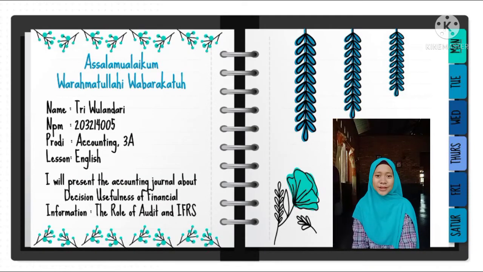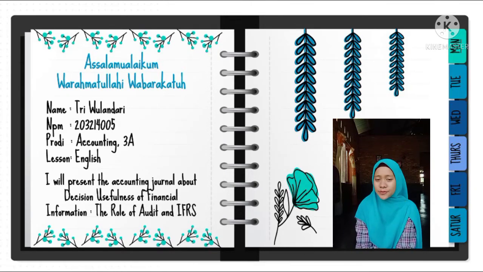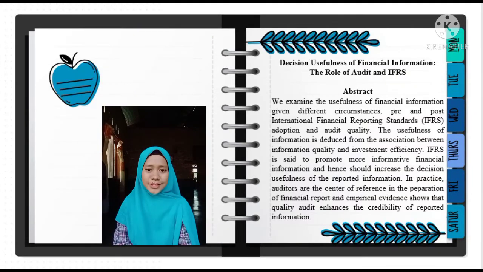Assalamualaikum warahmatullahi wabarakatuh. My name is Triwulandari, NPM 203214005. Audit Accounting 3 lesson English from Muslim Nusantara Al-Wasliyah University. I will present the accounting journal about the usefulness of financial information, the role of audit and IFRS.